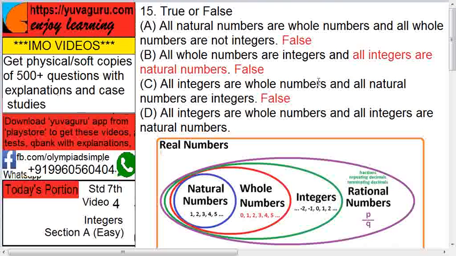B is false because of this part. All integers are natural numbers. That is false. First one is right. C is false because of the first part. All integers are whole numbers. All integers are not whole numbers. All whole numbers are integers. So that is false. D is false because both the parts are wrong. All integers are whole numbers. That is also wrong. All integers are natural numbers. That is also wrong. So all are false.